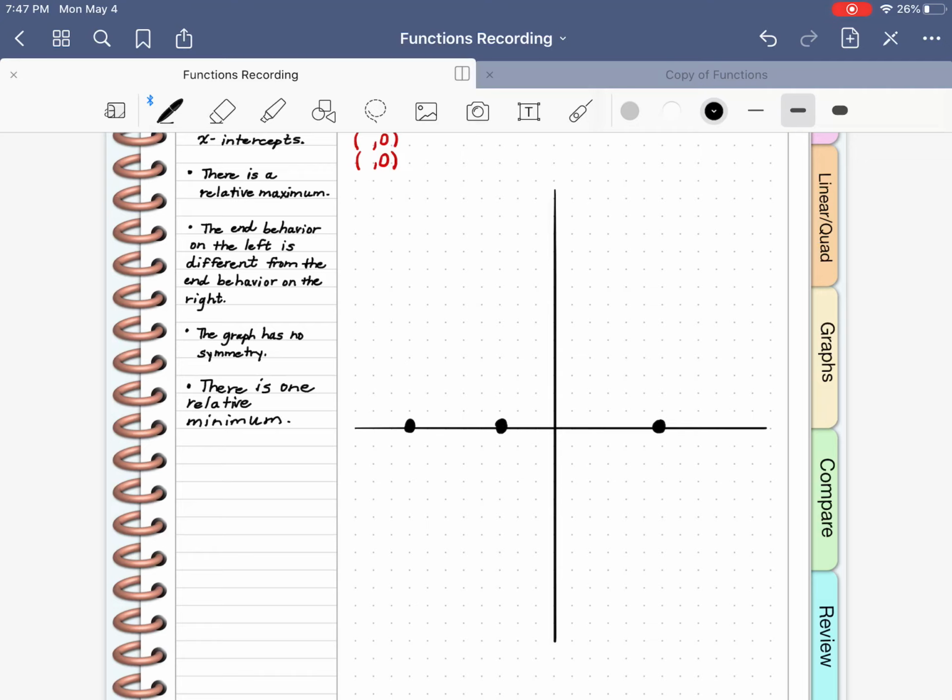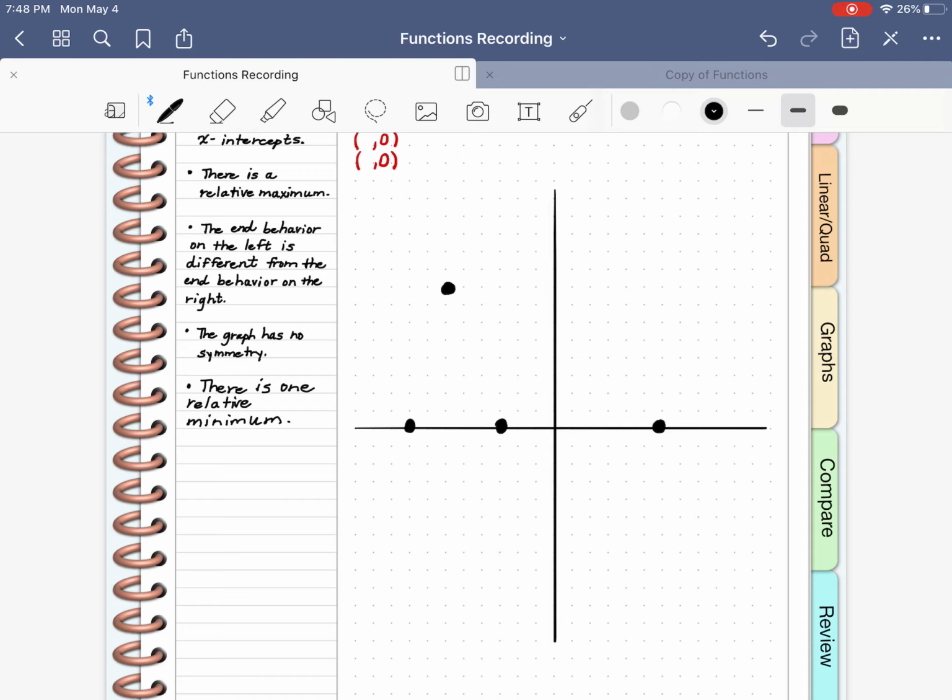There are 3 x-intercepts. There is a relative maximum. There's a high point. So I'm going to put it right there. You can put it wherever you want it, but I think right there looks good. That's the maximum. There's a relative, so nothing goes higher than that point.